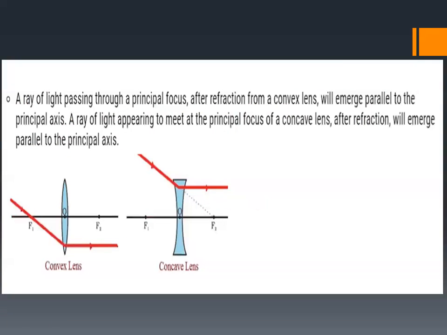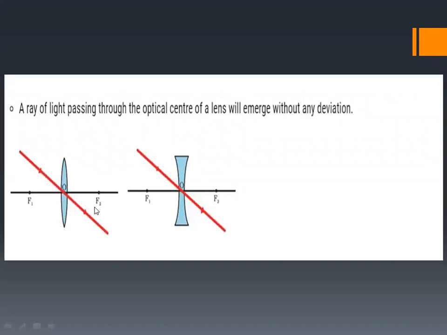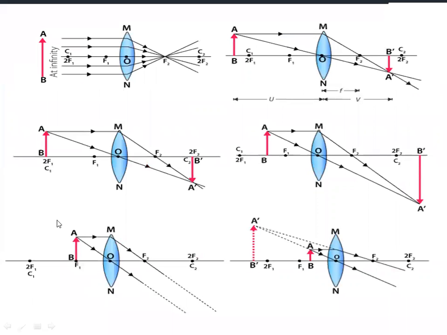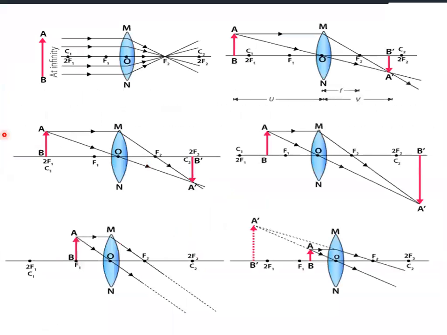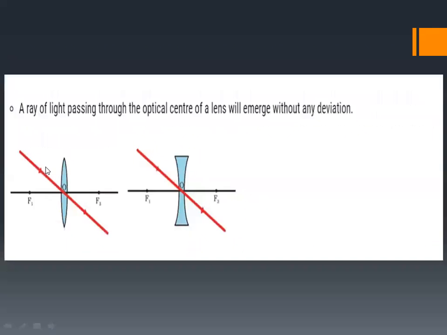And the next rule: when the light ray goes through the optical center, without any deviation it goes to the other side. It does not change its path. It continues to go in a straight line on the other side of the lens. The same thing is applicable for a concave lens also. This is the incident ray, and it goes through the optical center.